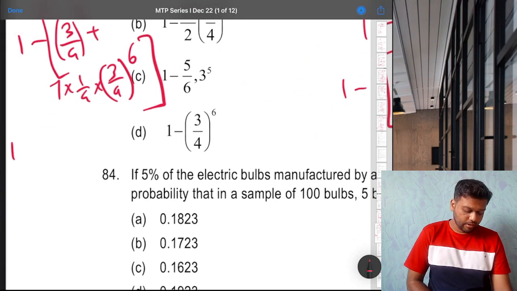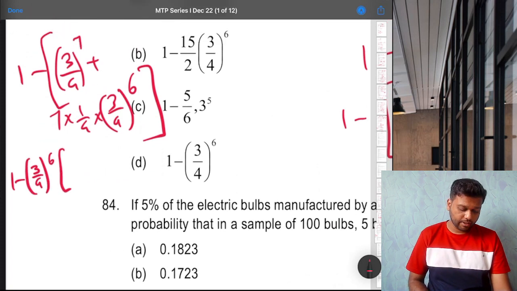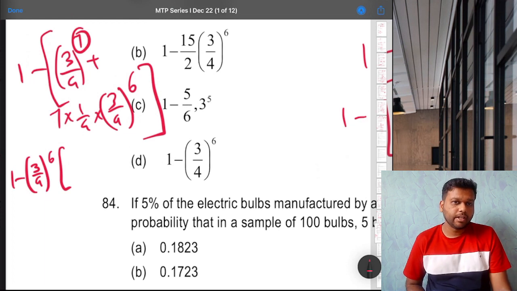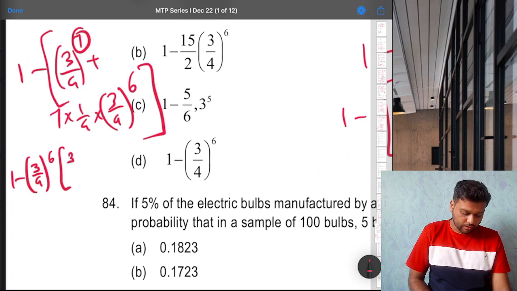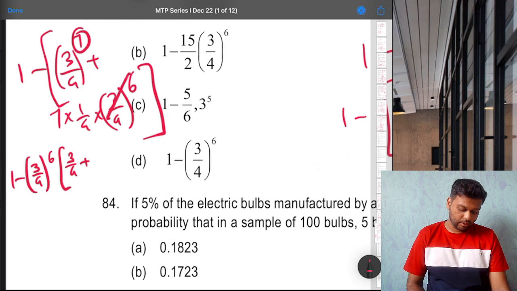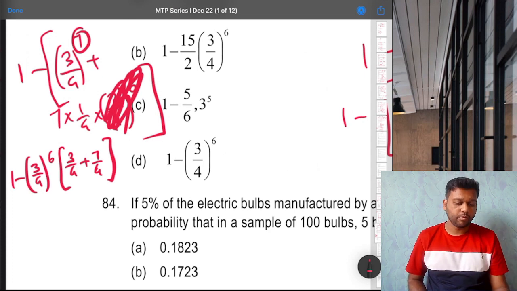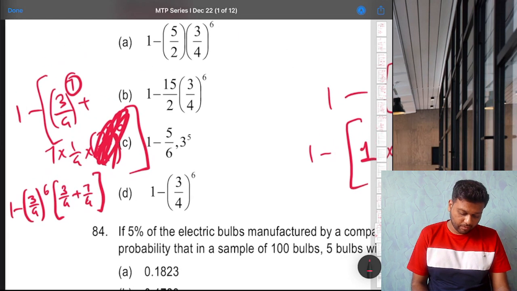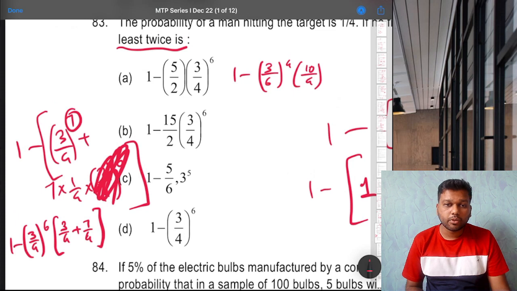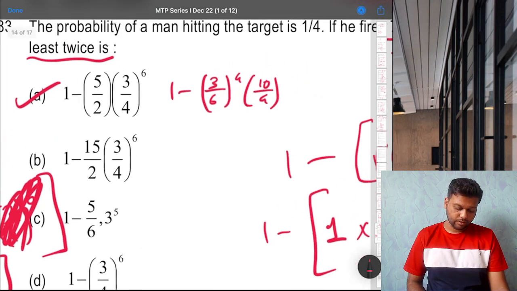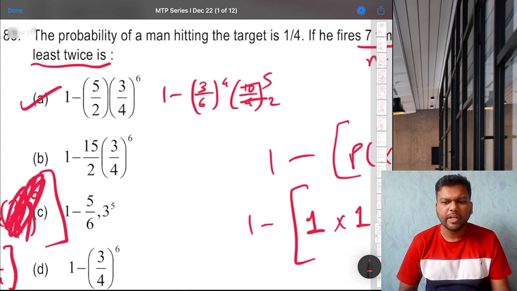So what will happen is 1 minus 3 by 4 raised to 6 into bracket, what will remain now? 3 by 4 will be there because we are taking only 6 common, right? So 3 by 4 plus, now this is gone, 7 into 1 by 4 is what? 7 by 4. So 3 by 4 plus 7 by 4 is what? 10 by 4. So if you observe, the answer is going to be 1 minus 3 by 4 raised to 6 into 10 by 4, or 10 by 4 is 5 by 2. So actually option A itself is the correct answer, right? 10 by 4 is nothing but 5 by 2.